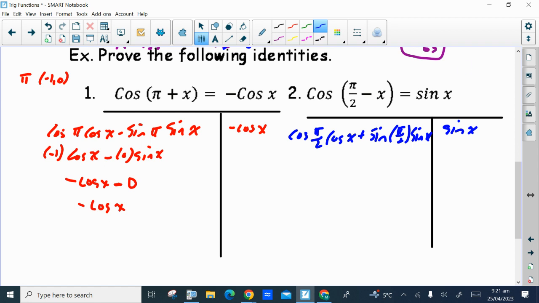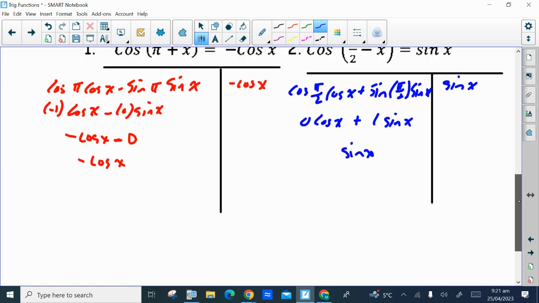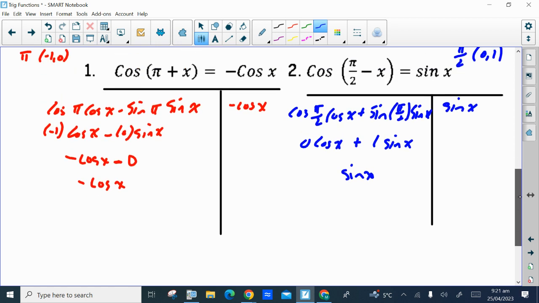And here we're at pi on 2, where the coordinates are 0, 1. Here the cosine of pi on 2 is 0. And the sine of pi on 2 is 1. 0 times cos x is 0, plus 1 times sine x is sine x. And there we have that one proven. Right? So again, this is one of those related angle identities that's on the formula sheet. Now we see where it comes from. And they can all be derived by using the sum and difference identities.